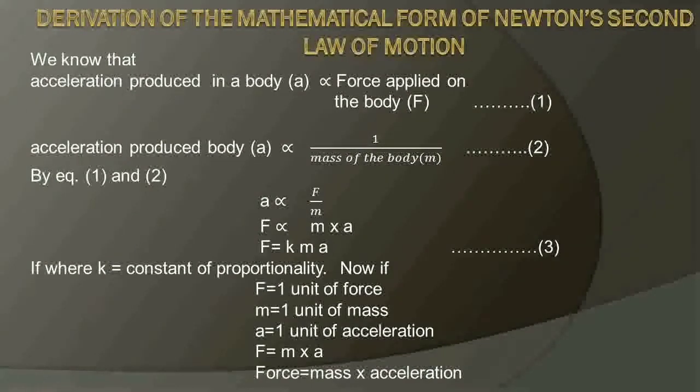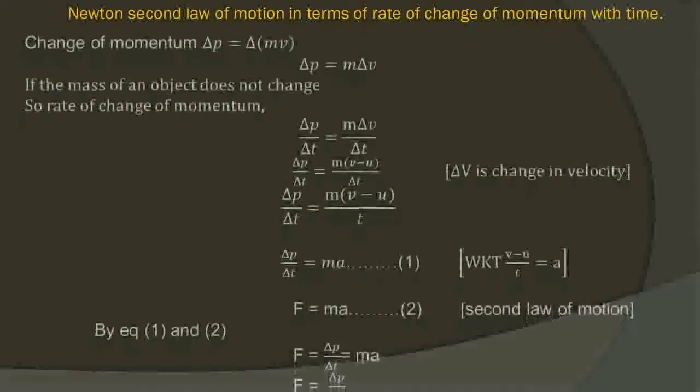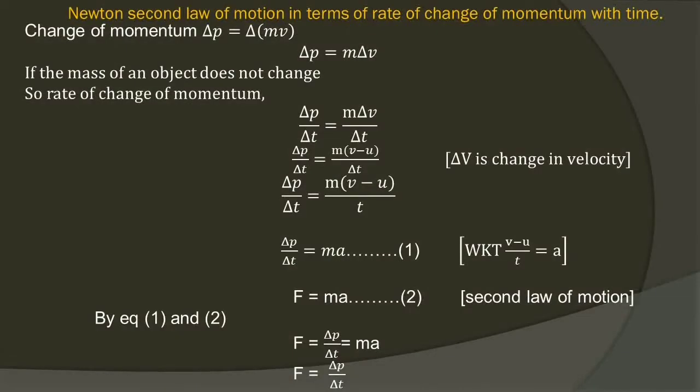And this formula is very important in many of the numericals. Clear? So you have to remember this derivation and that formula, and the process to derive this formula is very easy, so you can do this easily. Now we have seen the alternative method to find the mathematical expression for Newton's second law of motion. Now we will see Newton's second law of motion in terms of rate of change of momentum with time.